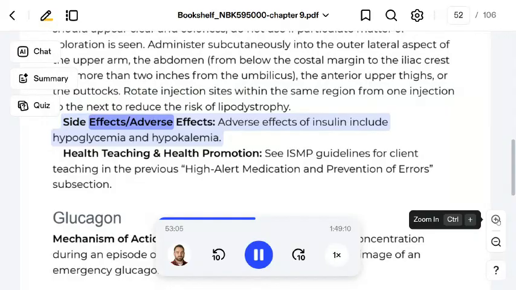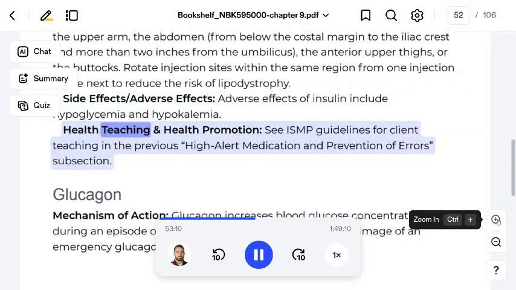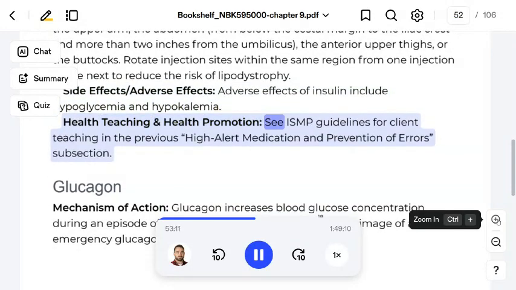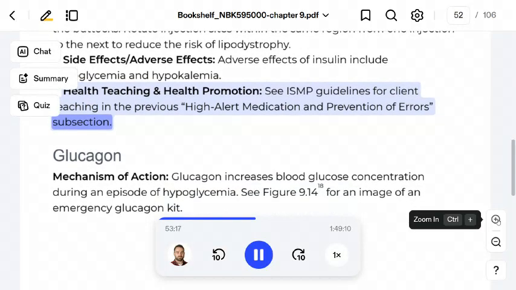Side effects. Adverse effects of insulin include hypoglycemia and hypokalemia. Health teaching and health promotion. See ISMP guidelines for client teaching in the previous high alert medication and prevention of errors subsection.